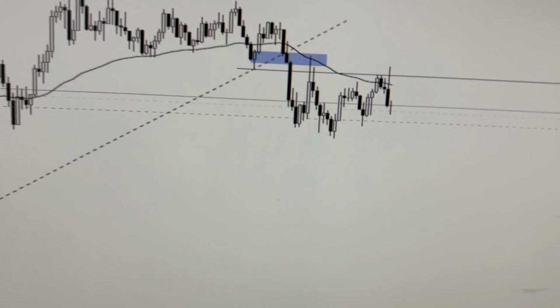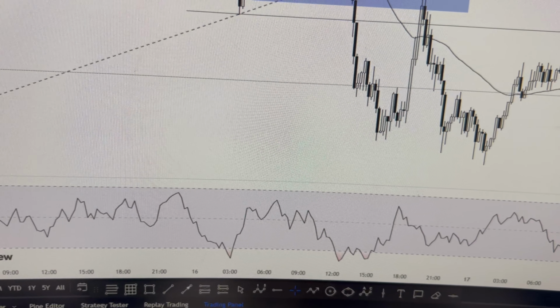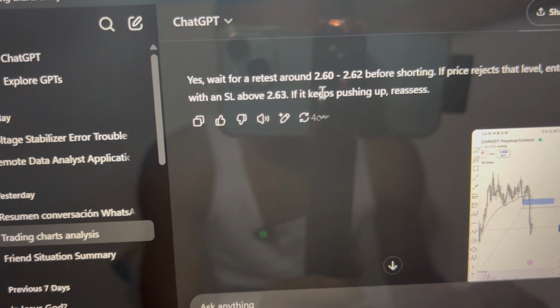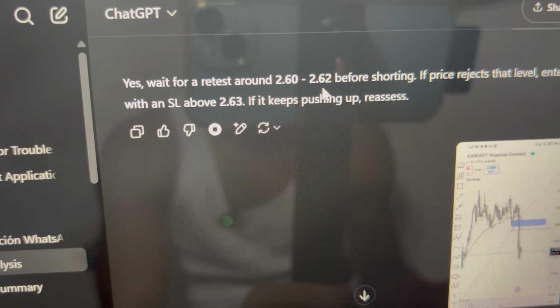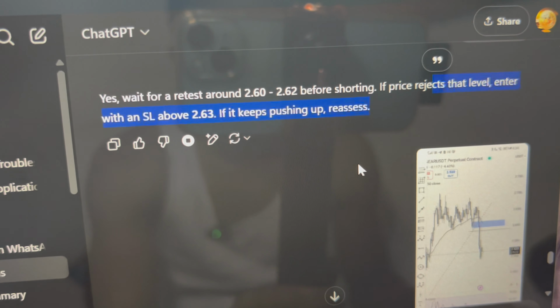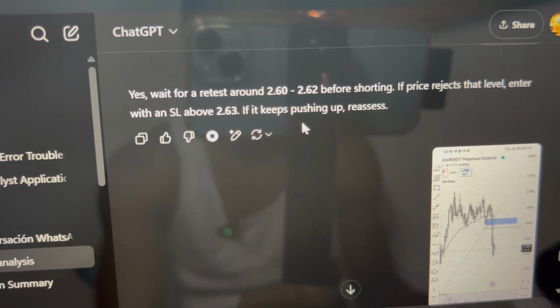Then price got to where ChatGPT said and started selling off. We would have entered from here and put our stop loss where ChatGPT said we should put it. Let me see. So yeah, this is what ChatGPT said yesterday: yes, wait for a retest around 2.60 and 2.62 before shorting. If price rejects that level, enter with an SL above 2.63. If it keeps pushing up, reassess.